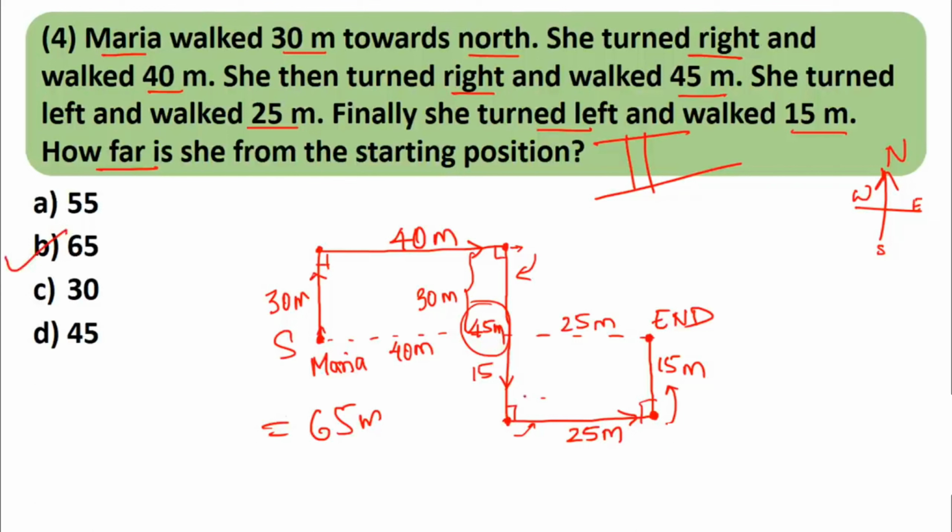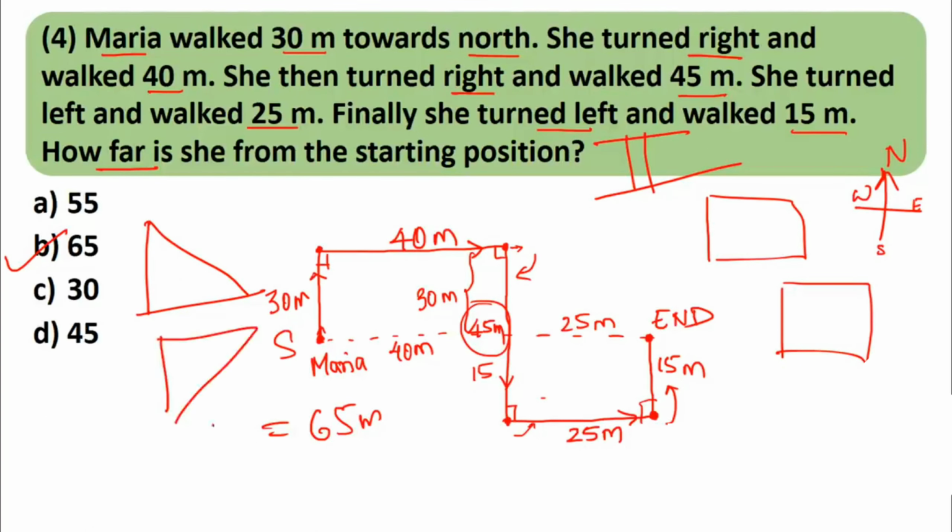See how easy it is. Whenever they give you direction sums, please remember when you have to find the starting or ending position, always remember that familiar geometrical figures would be formed, like square, like rectangle, okay, or a right angled triangle. It can be like this, it can be like this, or it can be like this also, okay. So familiar diagrams would be formed. Now over here we got a rectangle.